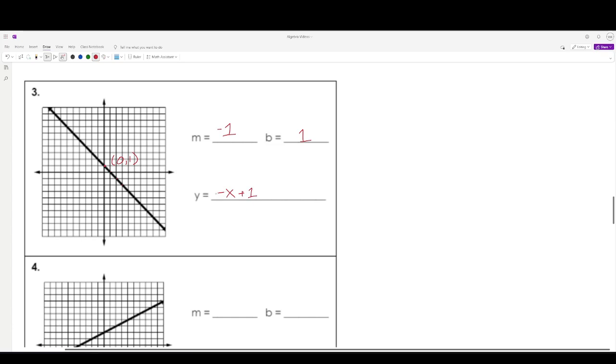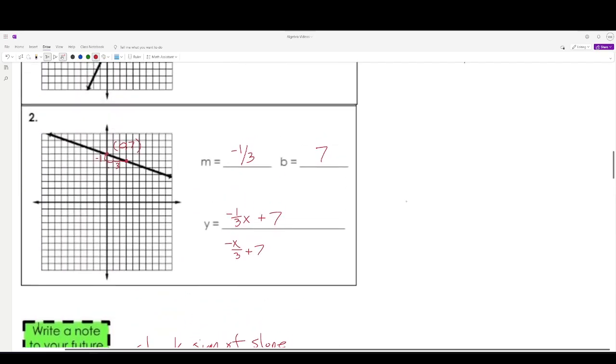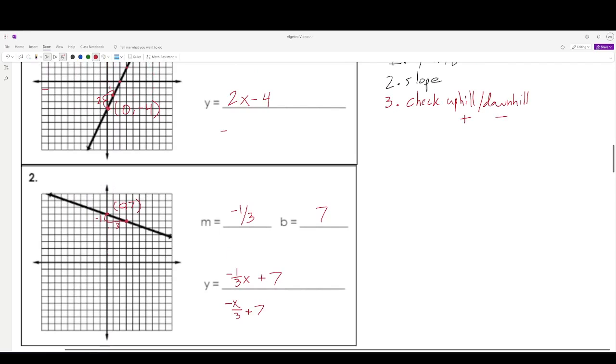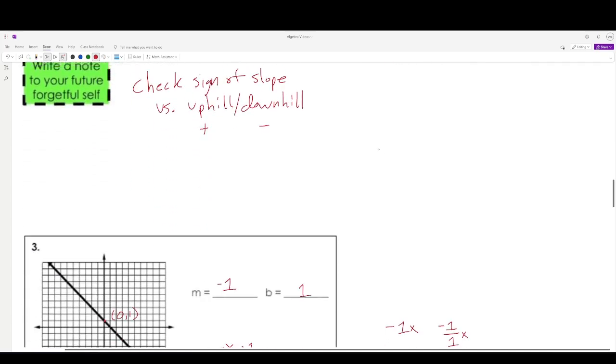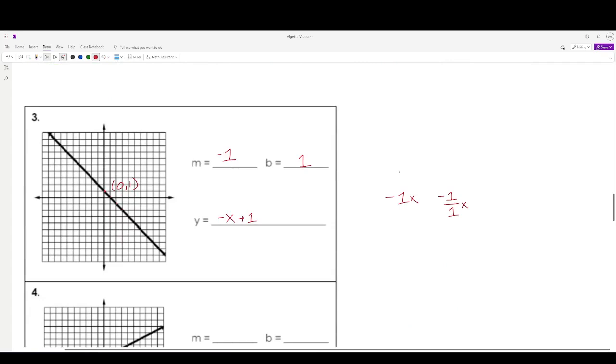So notice I didn't write negative 1x or negative 1 over 1x. Likewise in the earlier one on number 1, I didn't put negative 2 over 1x. We don't write 1 in a denominator, and we don't write 1 as a coefficient. Those are always hidden. They don't show up there.